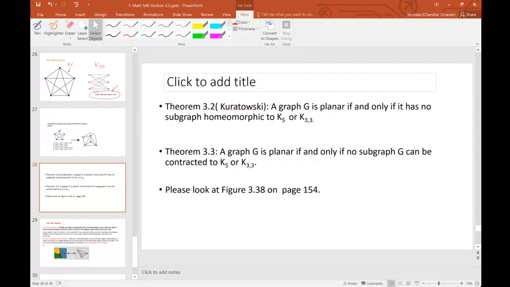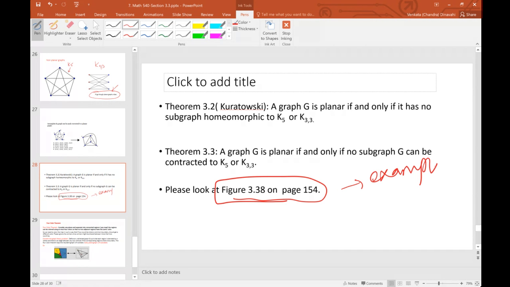Other than that, if there is no K5 or K3,3 hiding inside in any form, then the graph is planar. A typical example, again, the proofs are beyond the scope of the book. The proof is by Kuratowski and it is a little bit complicated. Even that is not covered in a graduate level course, so I'm not going to go through that. But there is a nice figure on page 154. Please study that example.